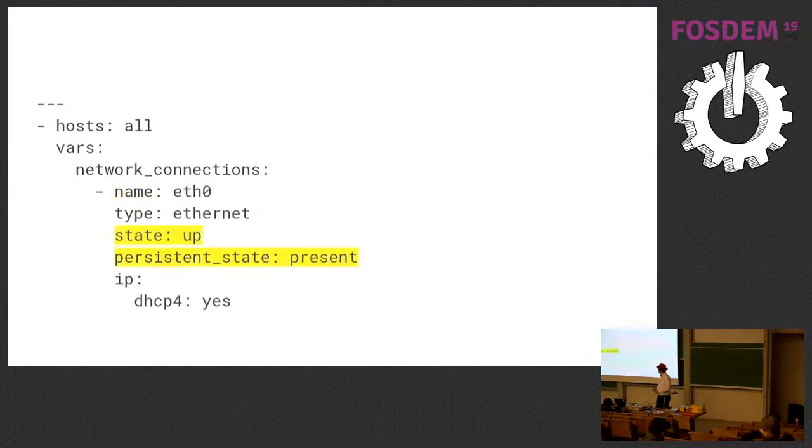What's this? One state parameter. But we realized that we need two parameters because if you, for example, express present with the state, what does it really mean? Does it mean that the configuration is on the system but not running? But what if you want it running and be present, then you would use up. Then the next thing is maybe you want the configuration there but not persistent on this, and then you cannot express this anymore with just one single variable.